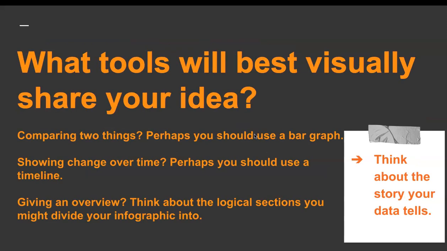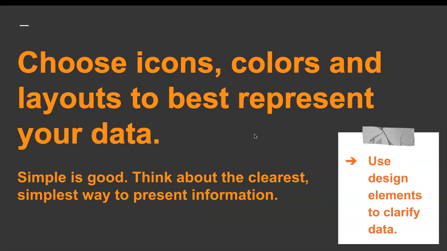Then you'll need to think about how to make it look good, how to make it clear. Thinking about bar graphs, pie charts, other forms of comparisons, other ways of showing how information changes over time. In the second part of this presentation, I'll show you a picto chart and all the tools there that will help you figure out how to present information. I want you at this step to really think about the story that your data tells. Choose icons, colors, and layouts that complement that story, that clarify your data, that really simplify your complex topic.